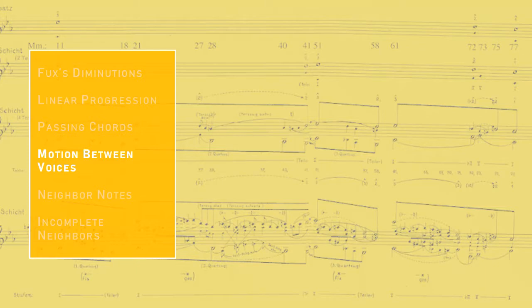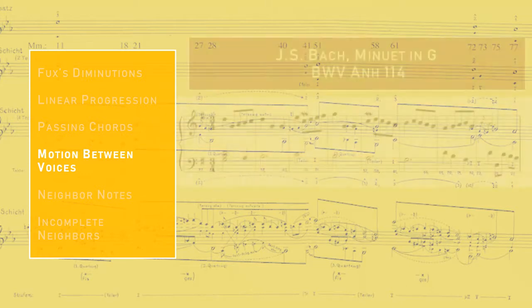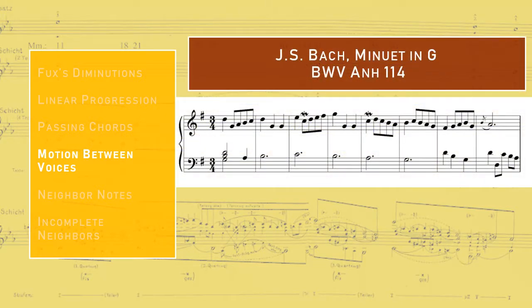Diminutions and linear progressions can be used to generate motion between the tones of a single voice, as we've seen, and they may also be used to connect the voices of a polyphonic texture. Here is another famous tune by Bach from his notebook for his second wife, Anna Magdalena. Let's apply analytic notation to the first half of this melody, and only to the notes of the right hand.